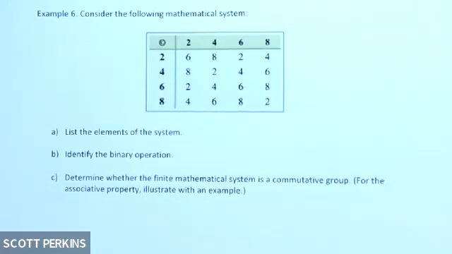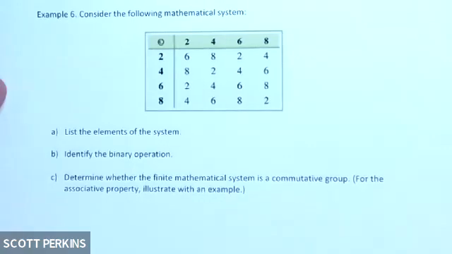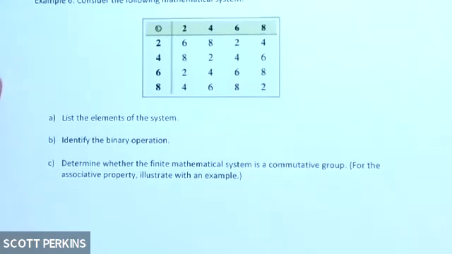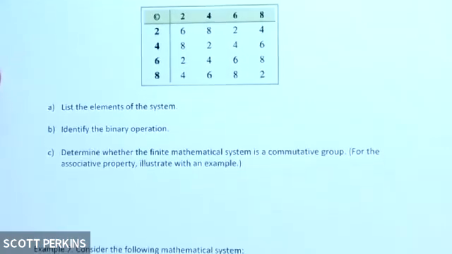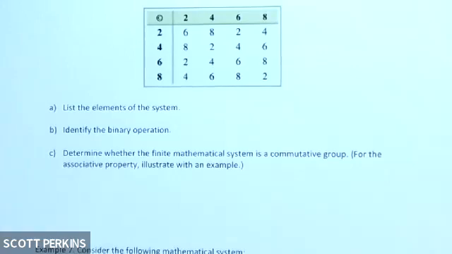So consider the following mathematical system. The operating symbol is something you have to identify. I'm just too excited. So here's what I want you to do. The A and the B part: first, list the elements of the system, and then identify the symbol for the binary operation.